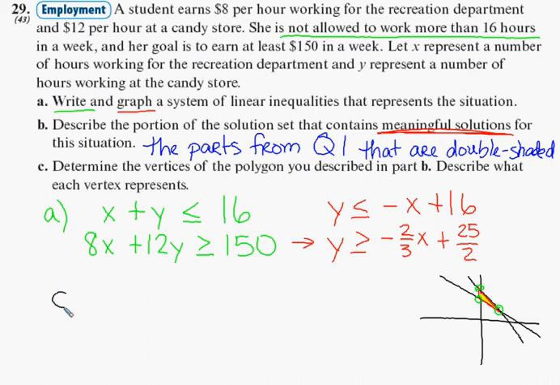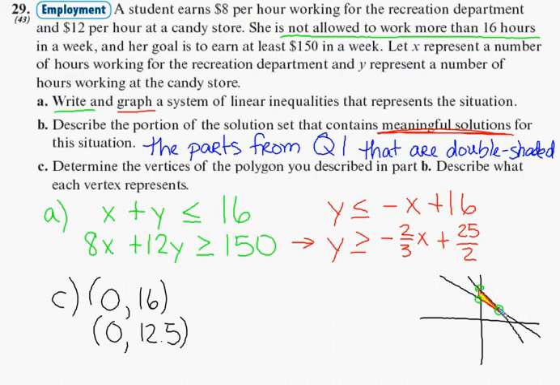Letter C, the vertices for the first 2 are going to be 0, 16, 0, 12.5, all right? Which really both of those are options for her for what she could really do, minimums and maximums, I guess. I think that's what it's referring to. But then there's this vertex over here, right?